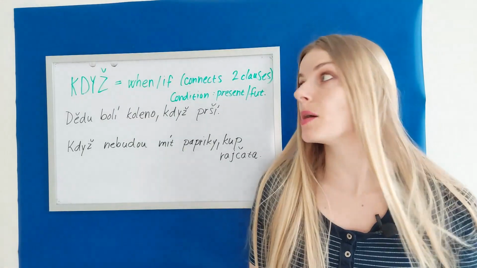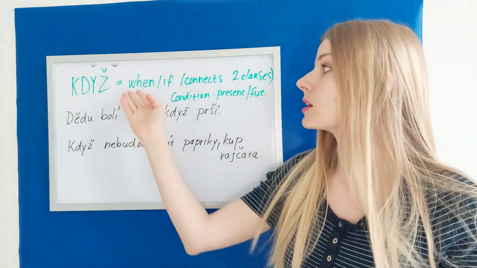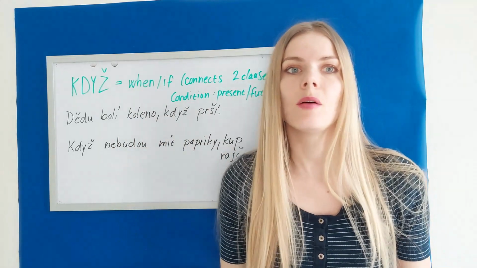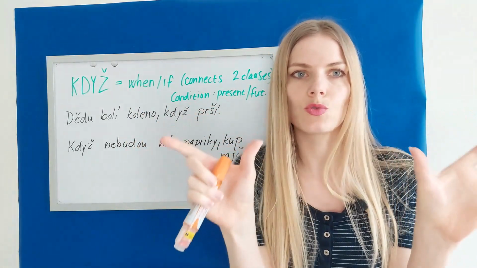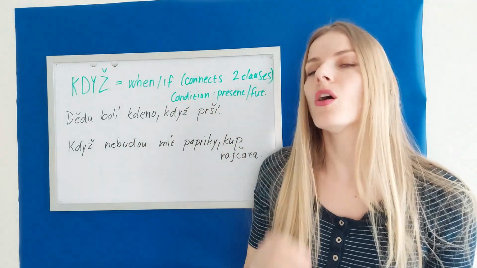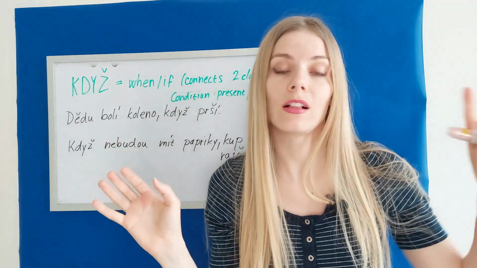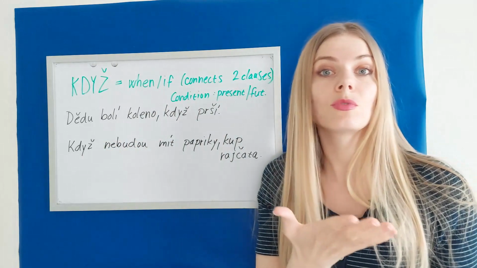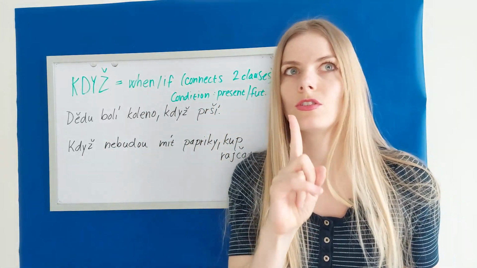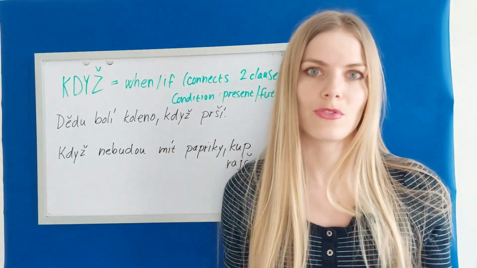Let's look at a few examples with když. Když can be translated as when or if sometimes. Když would ideally be a part of two clauses. There would often be two clauses because it connects these two clauses. Oftentimes there is a condition. When something happens, something else follows. That condition would be expressed in present tense or future tense, not conditional. In grammatical terms, again, it would be zero conditional or first conditional.